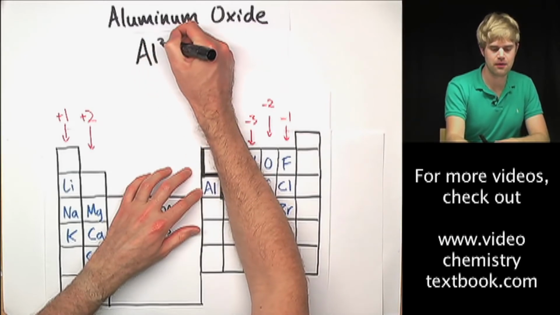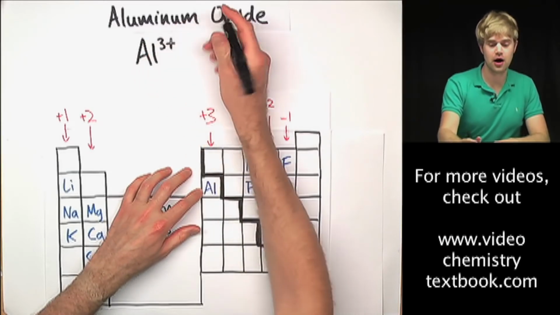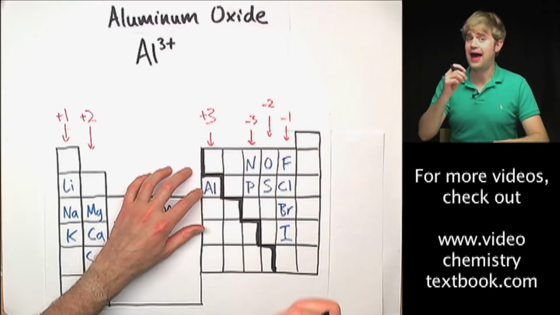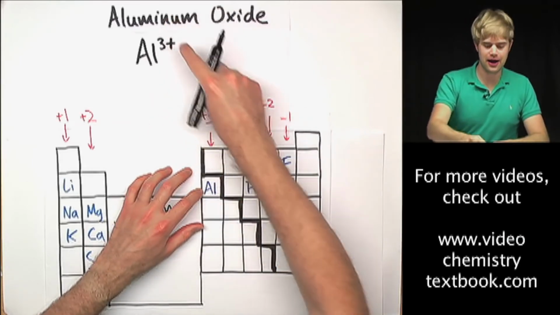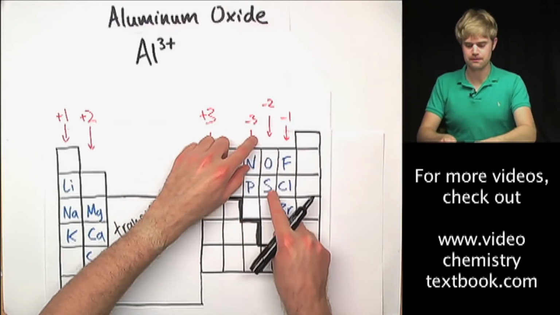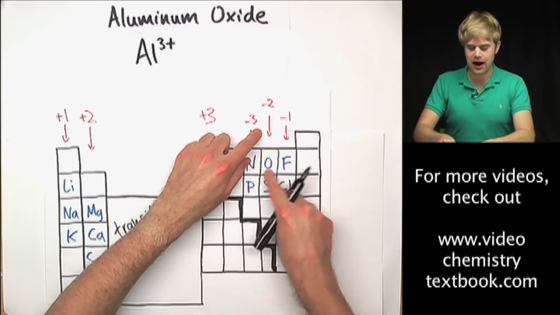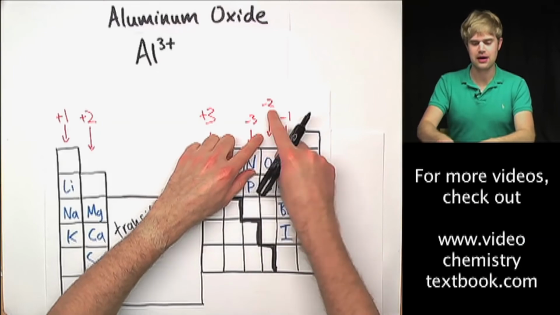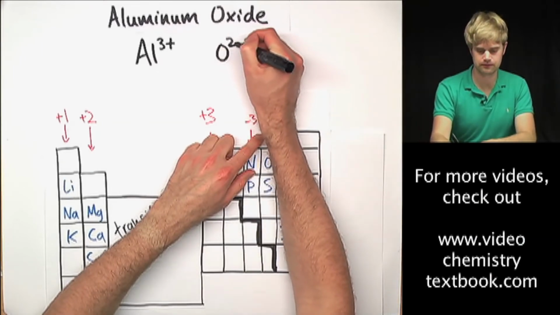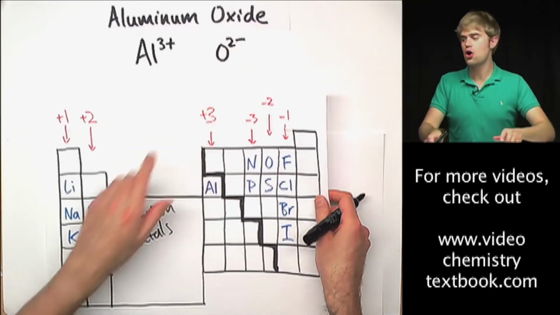One atom or an ion of aluminum. An ion is just what we call an atom that has a charge. An ion of aluminum has a 3+ charge. And an atom of oxygen, oxide here, has a 2- charge. Al3+, O2-.